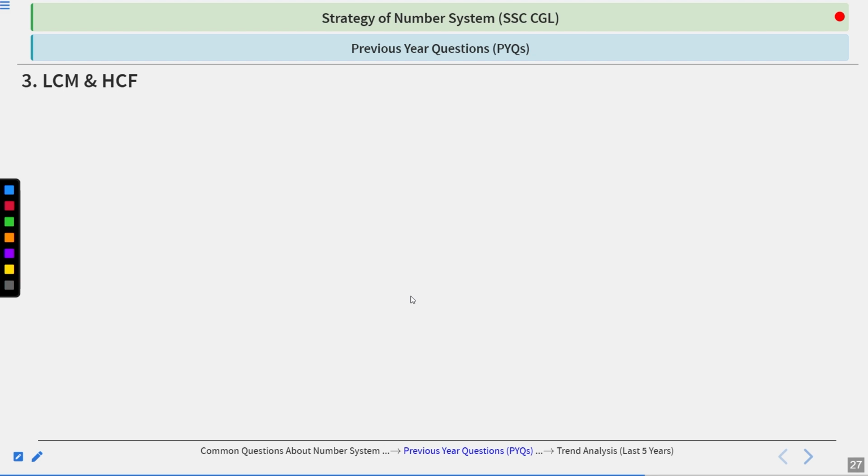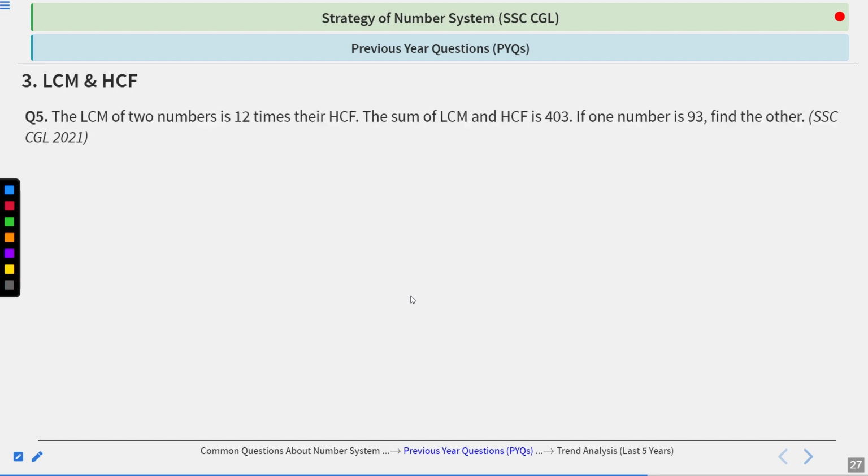Next one, HCF LCM based questions. The LCM of two numbers is 12 times their HCF. The sum of LCM and HCF is also given, which is 403. One number is 93. Find the other number. And this question was asked in the SSC CGL exam in 2021.